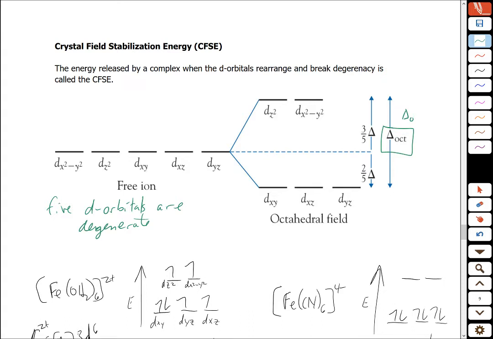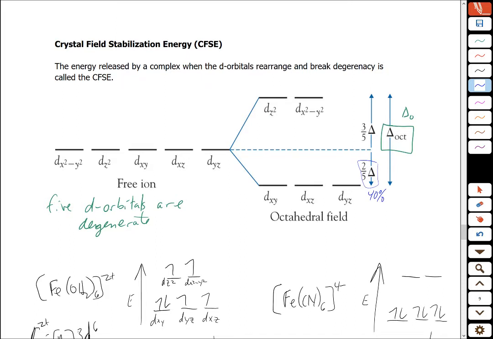These 3 that go lower in energy, each orbital is lower in energy by 40%, or 2/5, of that splitting. And the 2 that go higher in energy go higher by 60% of the splitting energy.